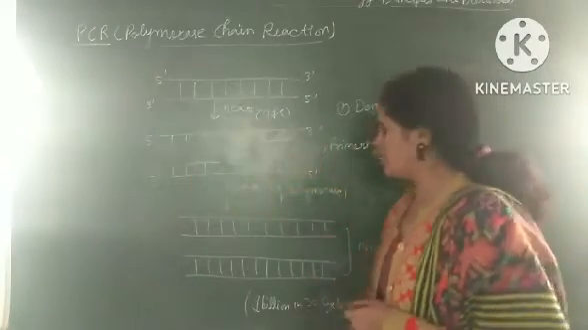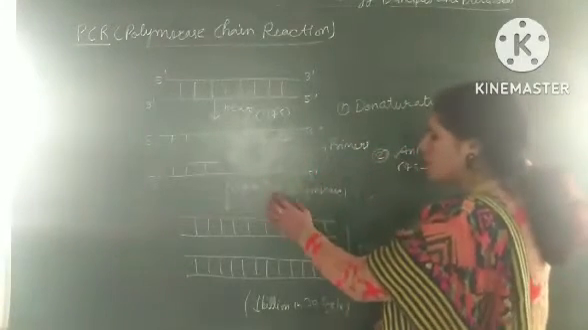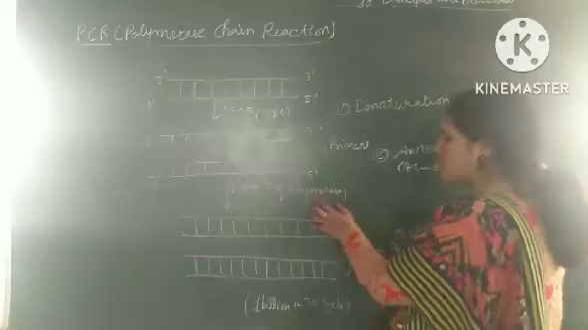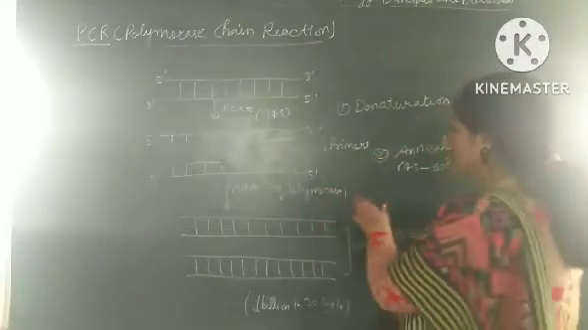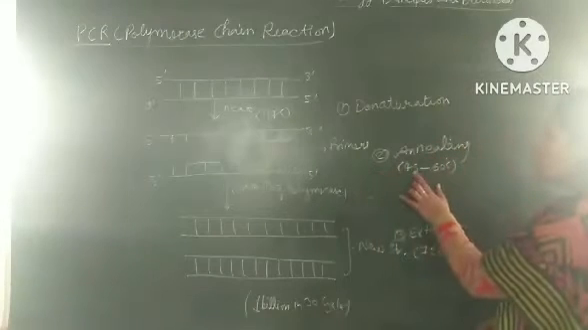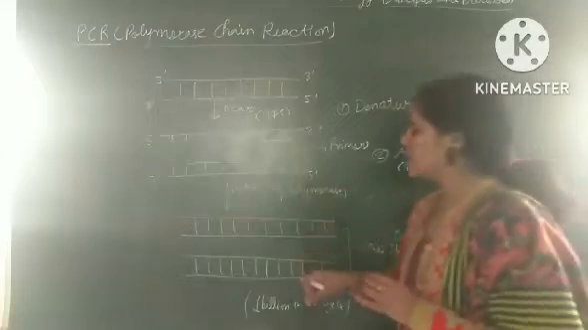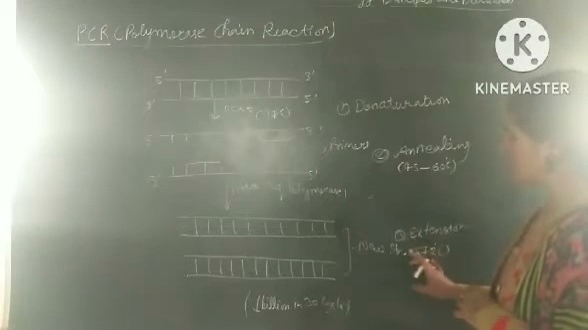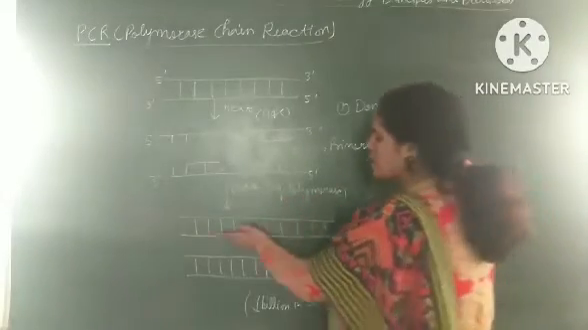In this application, we use a Taq polymerase enzyme. This enzyme has the capability to work at higher temperatures. So for annealing, we use 45 to 60 degrees centigrade. After annealing, the next step is extension. At extension, the Taq polymerase enzyme starts adding nucleotides.